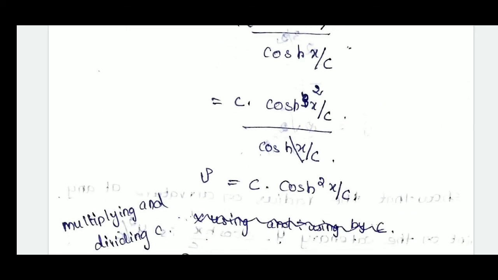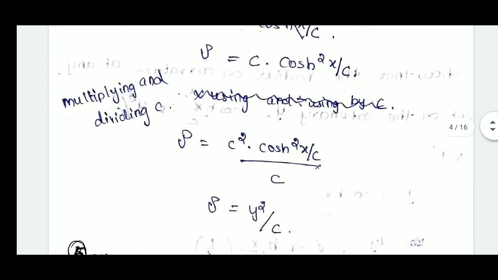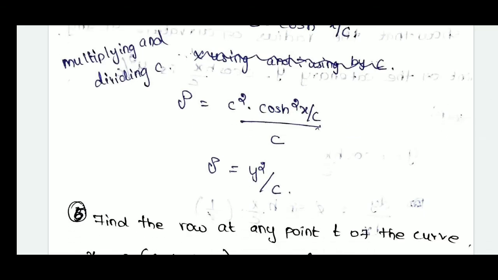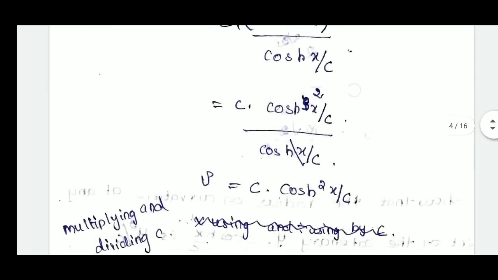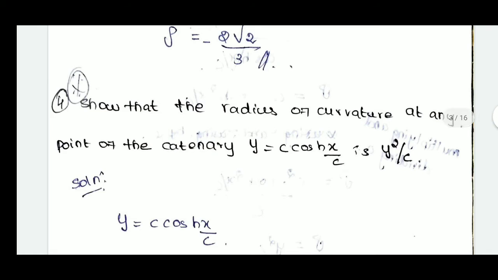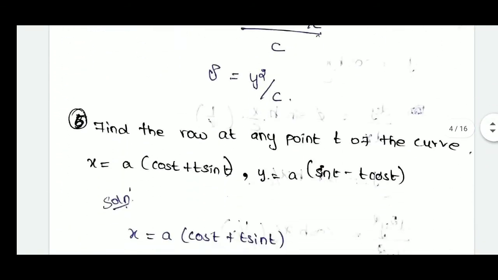We get rho = c cosh²(x/c). Multiplying and dividing by c, we get rho = c² cosh²(x/c) by c. Now the given catenary is y = c cosh(x/c). We substitute y = c cosh(x/c), so rho = y²/c.